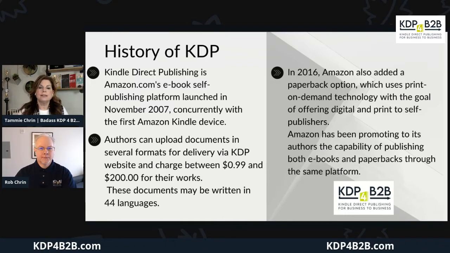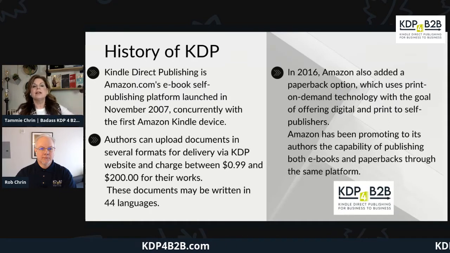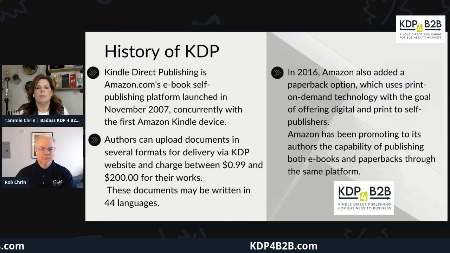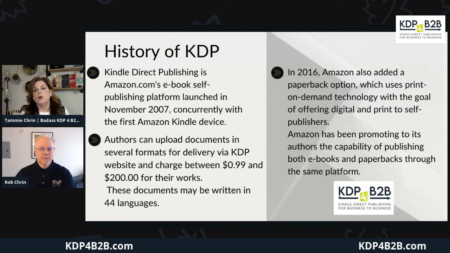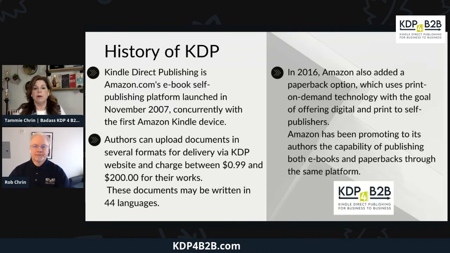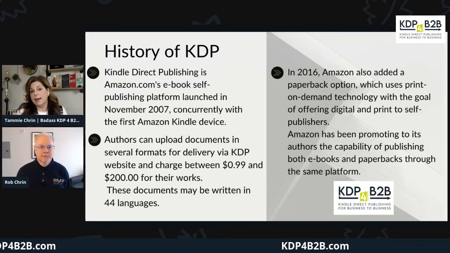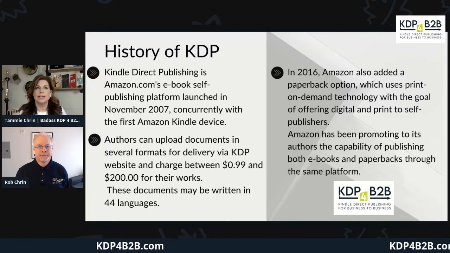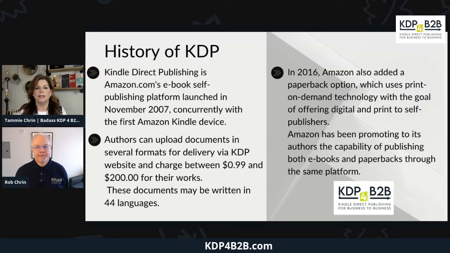And in 2016, Amazon also added a paperback option. I'm sorry, I misspoke. 2007 is when the Kindle Direct device was put up on Amazon. In 2016, Amazon added the paperback option, which is print-on-demand technology, and the goal is to offer digital and print self-publishing. So this is only since 2016, which isn't that long ago. Amazon's been around for quite a while, but now they actually created this whole self-publishing and really gave us so much opportunity to create these businesses.